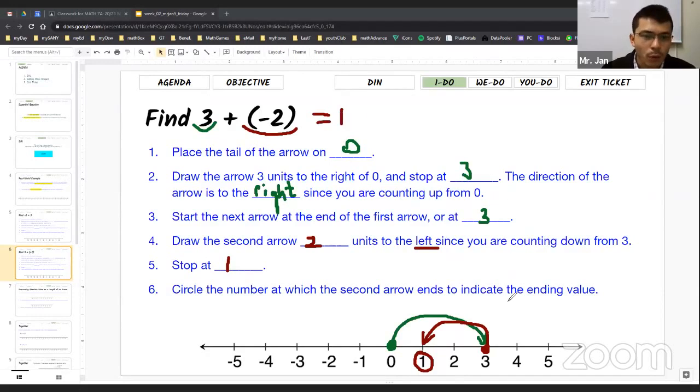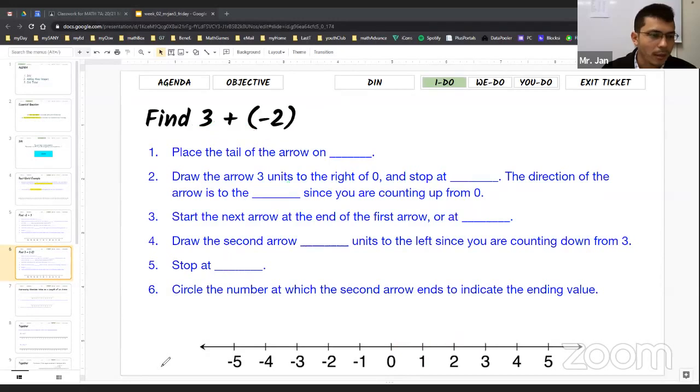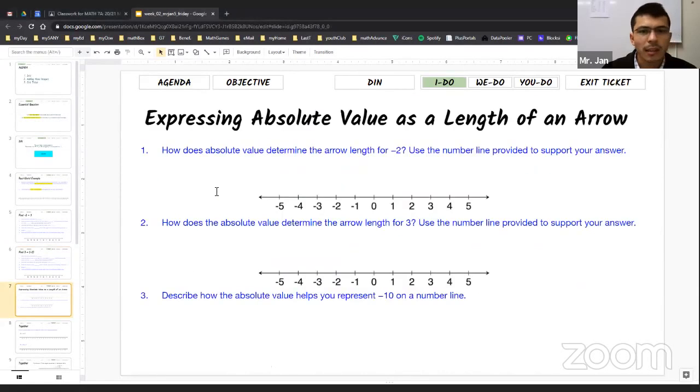So this is how you can add 2 integers using a number line. This is how you can model it. This is how you can see visually what's going on when you add negative numbers. And let's clear this out and see what we have on the next slide.